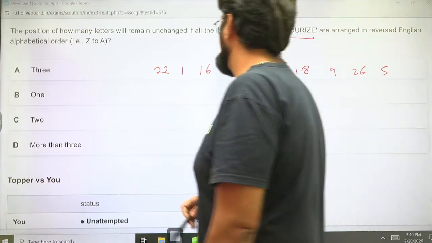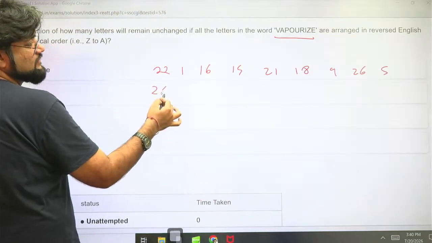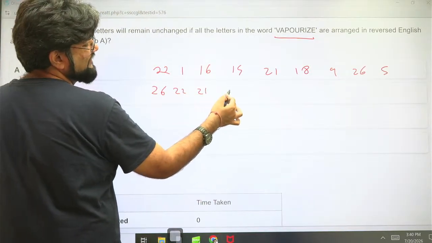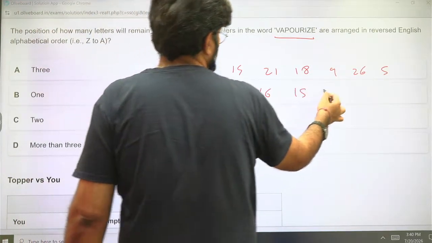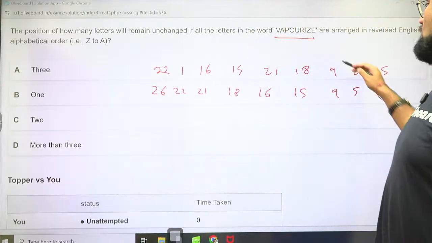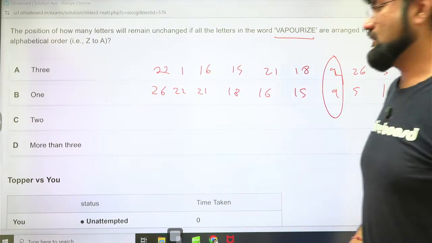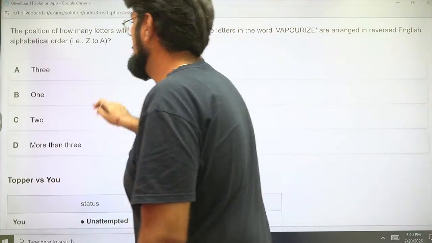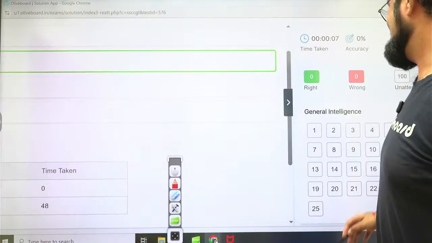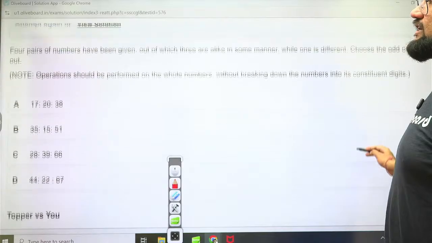And arrange it in the decreasing order. So 26, 22, 21, 18, 16, 15, 9, 5, 1. Only one letter does not change its place. Rest everything changes. So 1 is the correct answer. Cool. 48 seconds. Towards the end, usually you will find the questions taking a lot of time.